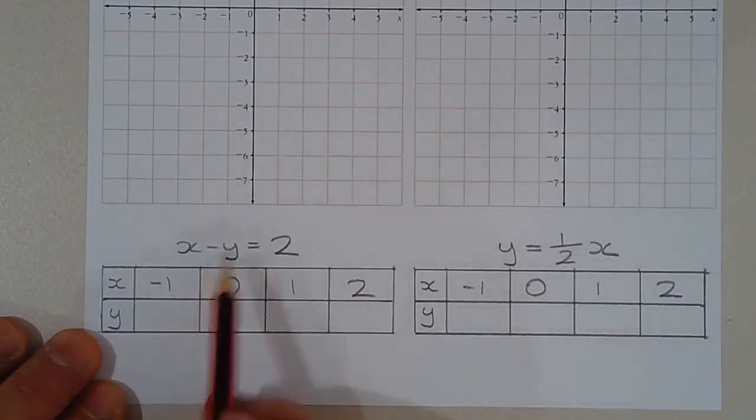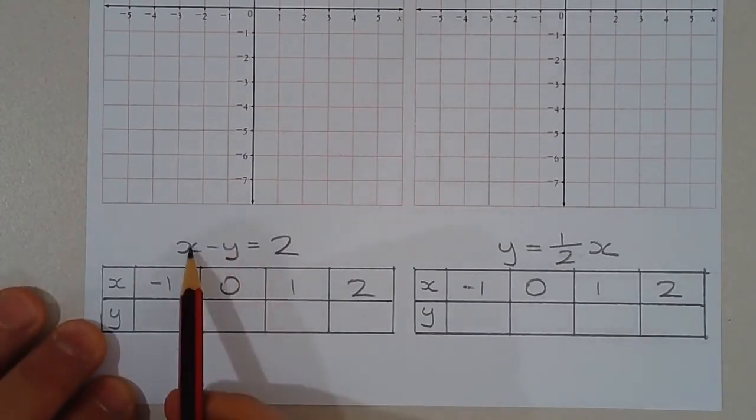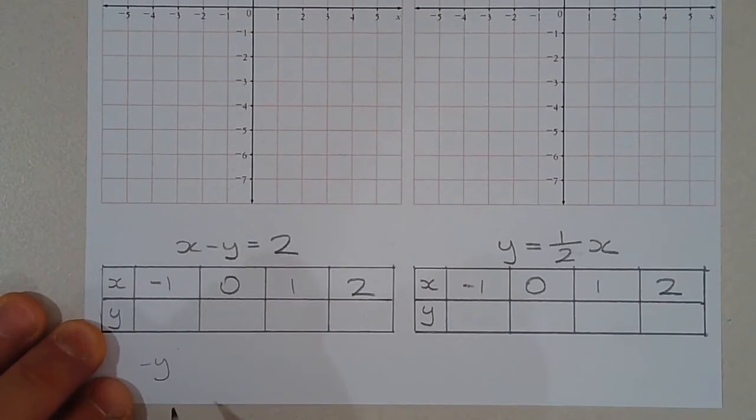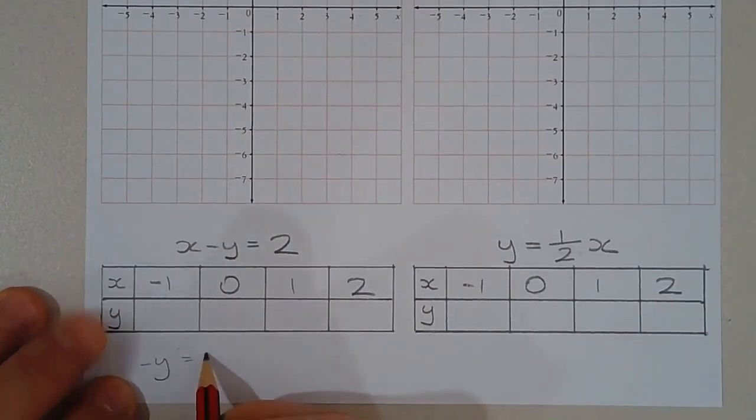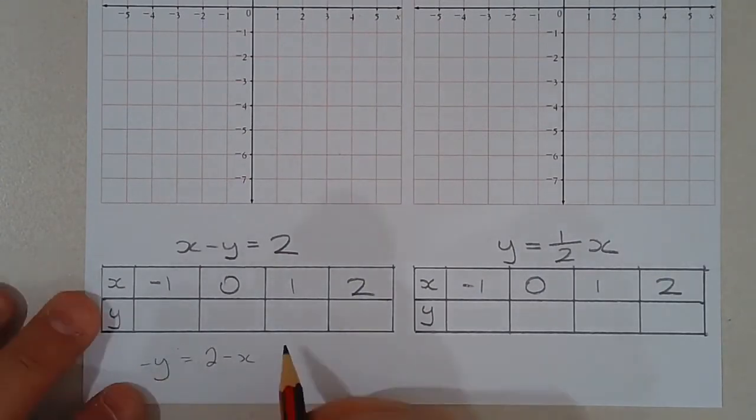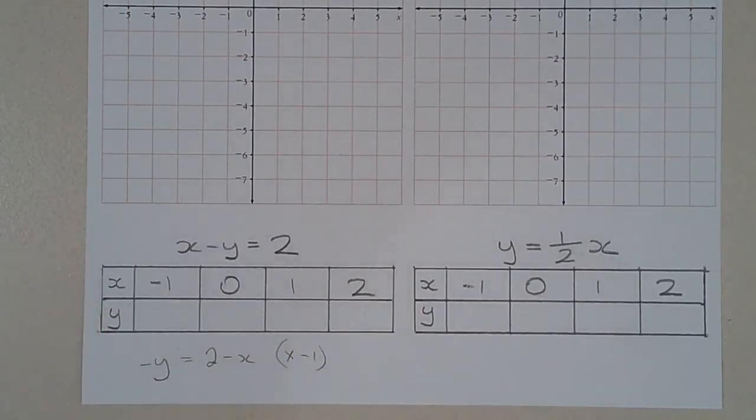We could, if you wanted to, rearrange the equation if you like. For those that prefer the algebra, let's do that. So let's move the x over to the other side. So we'll have negative y, okay, is equal to 2 minus x. But we don't want negative y, we want positive y. So I'm going to multiply both sides by negative 1.